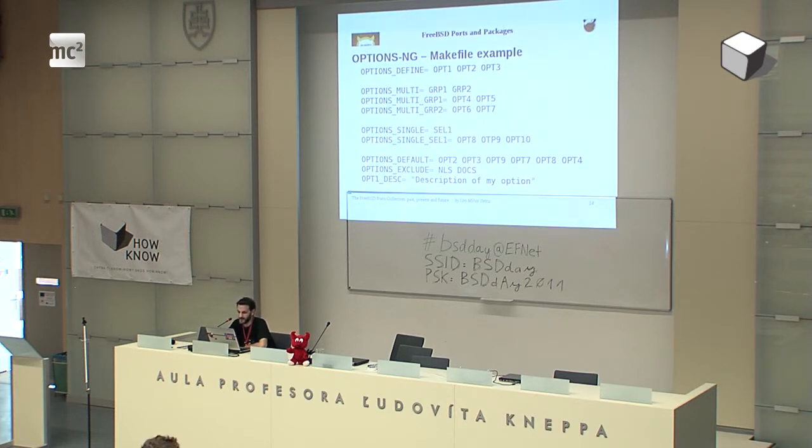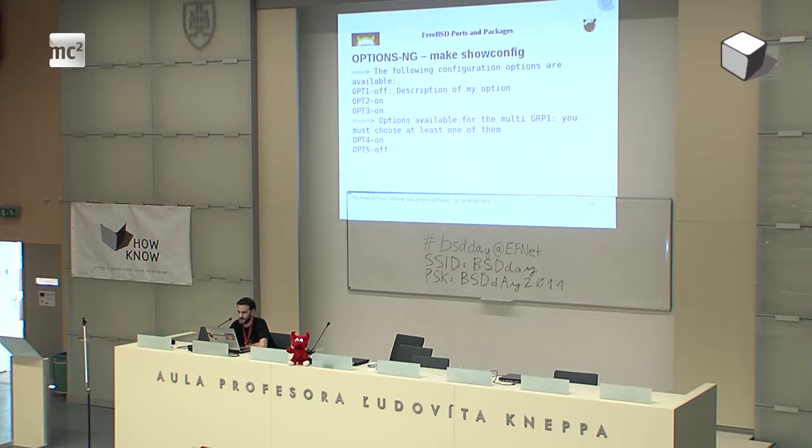Now, this is an example of what you could do in a makefile. So, for example, on the first line, I'm defining 3 options. Okay, and make show config for that makefile would show you this. The first 3 options are binary options, either on or off, and they have some description. You can have the global, system level description, or you can redefine them if your port is a bit particular and you need to give more information or whatever.